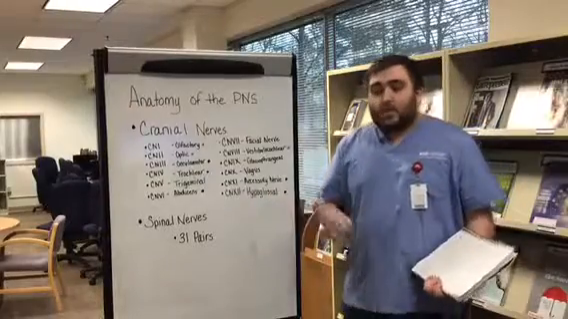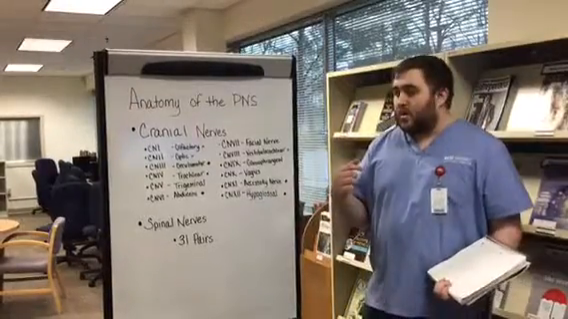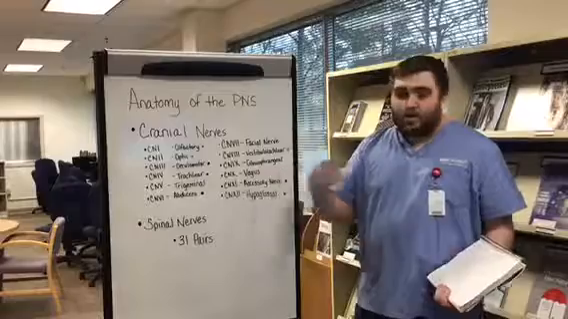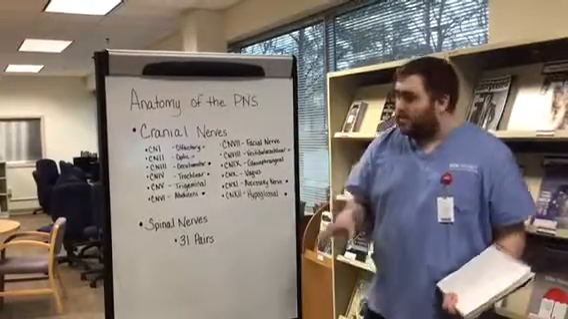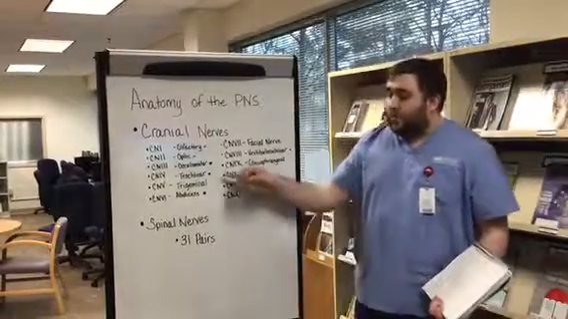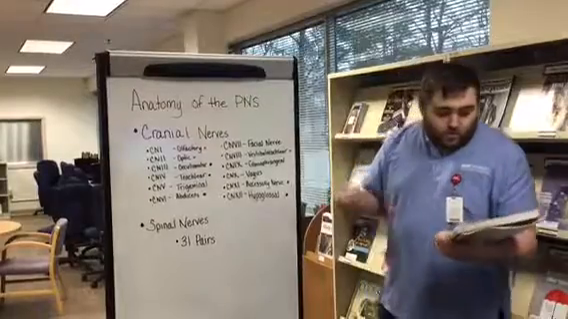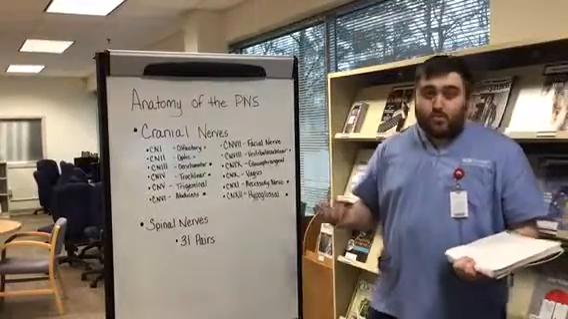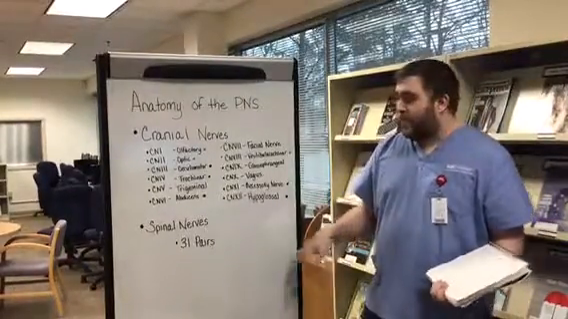Cranial nerve 3 is the oculomotor nerve, which helps move the eye. You've got the oculo, eye, and motor, movement, right? Cranial nerve 4 is the trochlear nerve, which is the smallest motor nerve and also helps move the eye.